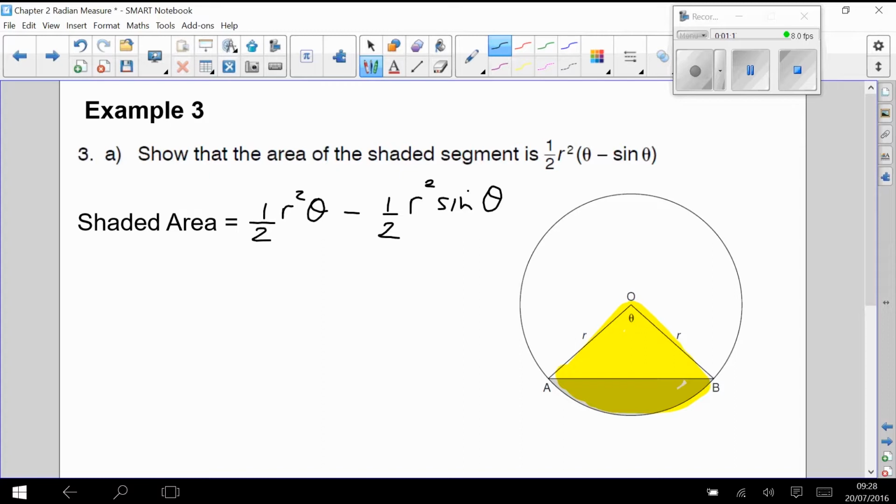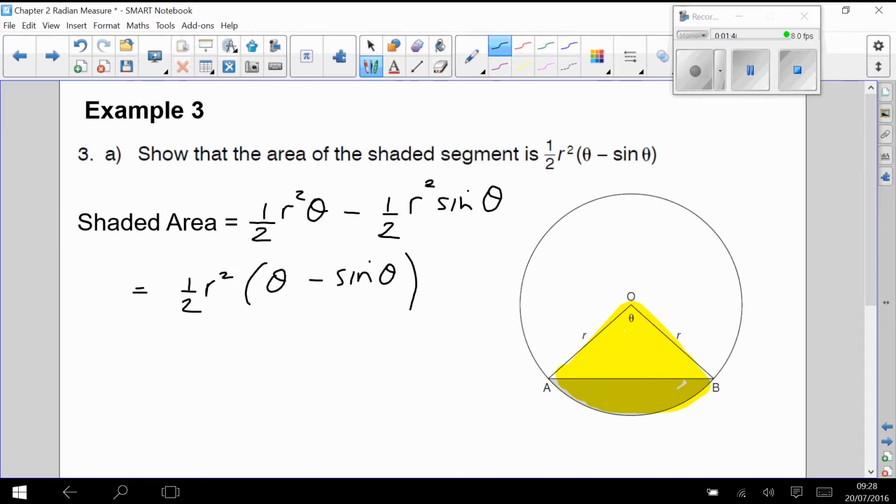Now all I need to do is take out a half r squared as a common factor, and then I'm left with a half r squared and then theta minus sine of theta. The information that you need to find and show clearly was step number 1, because if I say to you, show that this is in fact the case, you need to give me hard evidence how you got to that result.